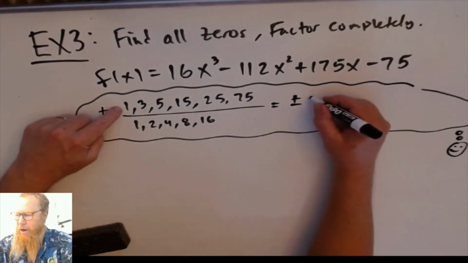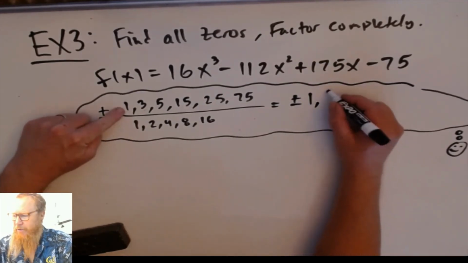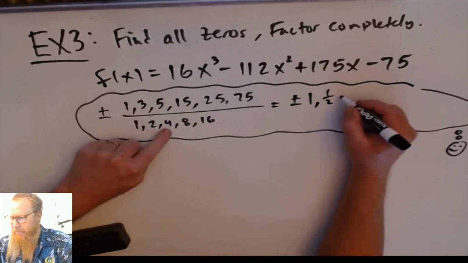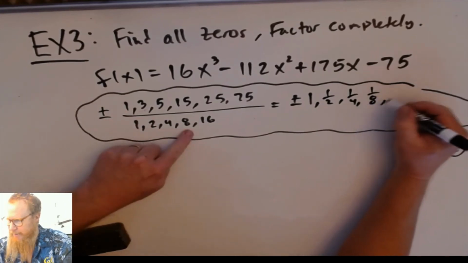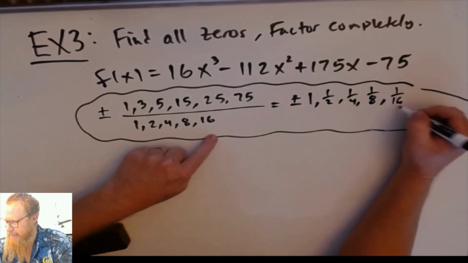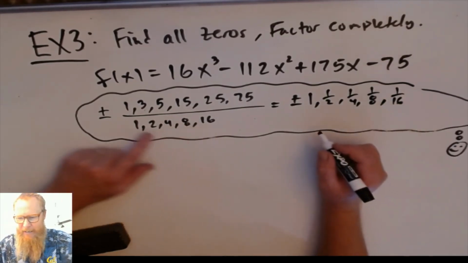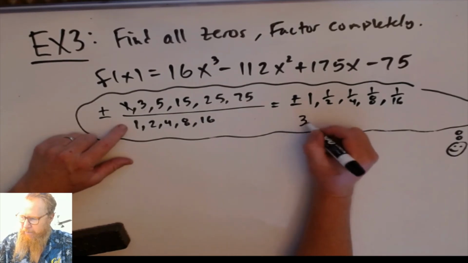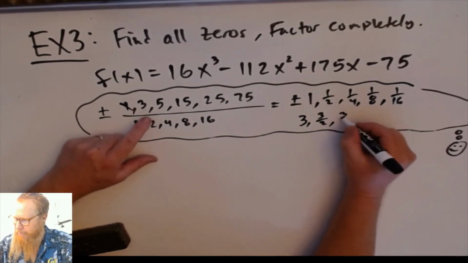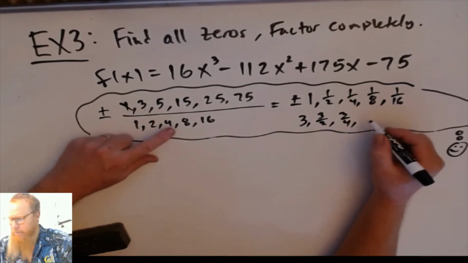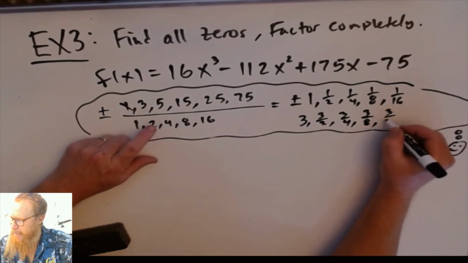So you got 1 over 1, 1 over 2, 1 over 4, 1 over 8, 1 over 16. It's a big list. So 1 is done. 3 over 1, 3 over 2, 3 over 4, 3 over 8, 3 over 16.